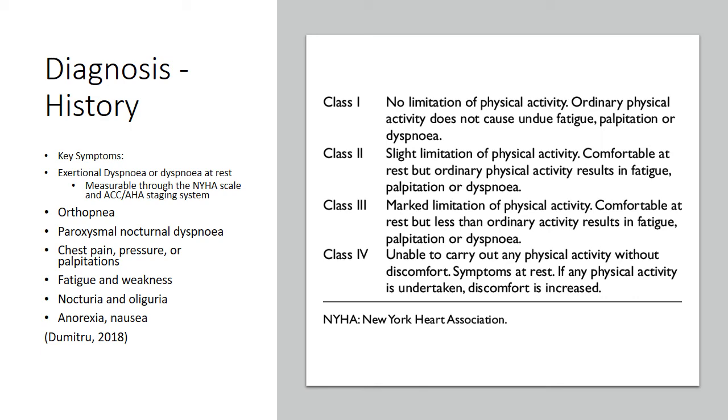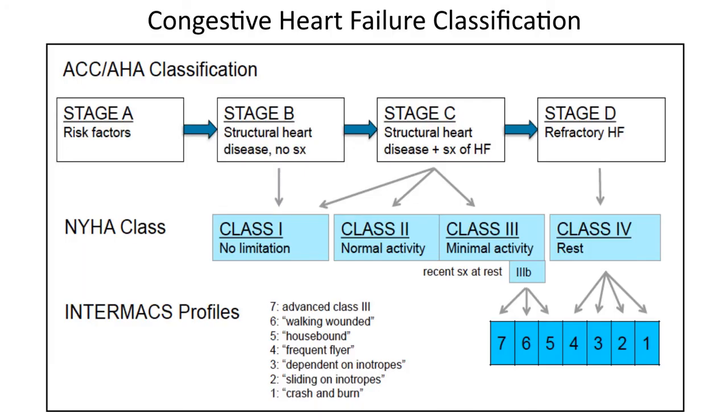As we move on to the next slide, then we can see how our New York Heart Association classification plays into the staging according to the American College of Cardiology and American Heart Association classification staging. So stage A is when there's risk factors in place, so if people have a pre-existing diagnosis of coronary artery disease or systemic hypertension, any valvular disease, that they have risk factors for heart failure in place, but no actual structural heart failure as yet.